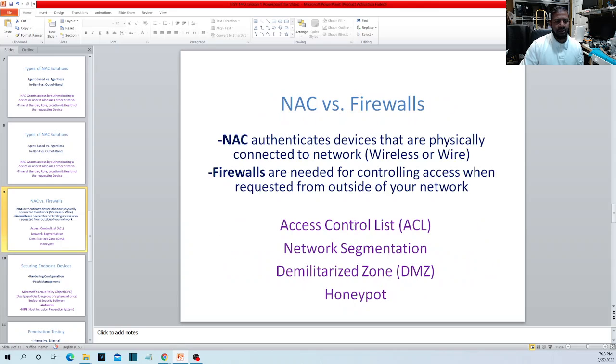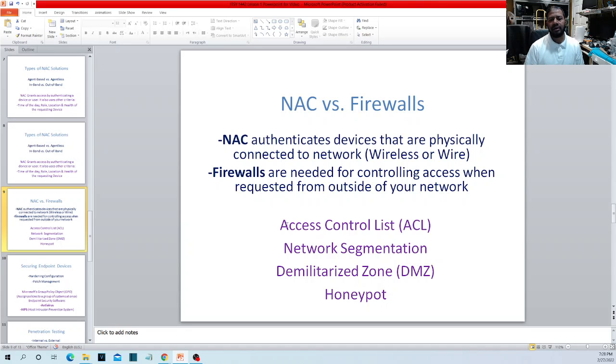NAC versus firewall. So let's talk about that. NAC again is network access control. Firewalls, what is the difference then? Well, to be very clear, NAC is going to authenticate the users who are trying to connect physically to my network. Firewalls come into place when people from outside of our company's network, from another company, from another place, from over the internet, come and try to access our servers, our network, our routers, our switches. At that time, firewalls are the ones who will be authenticating them, who will be filtering them basically.